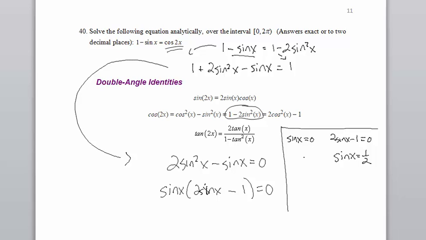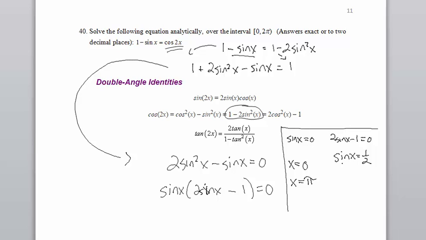Okay, so we want to find these over the interval 0 to 2 pi. So in this case I think I can just figure out what the solutions are. Of course, for this one, the sine of 0 equals 0, and the sine of pi equals 0. Right? By now we should have a pretty good idea of what these special angles are and their sine values. Same goes with this one.